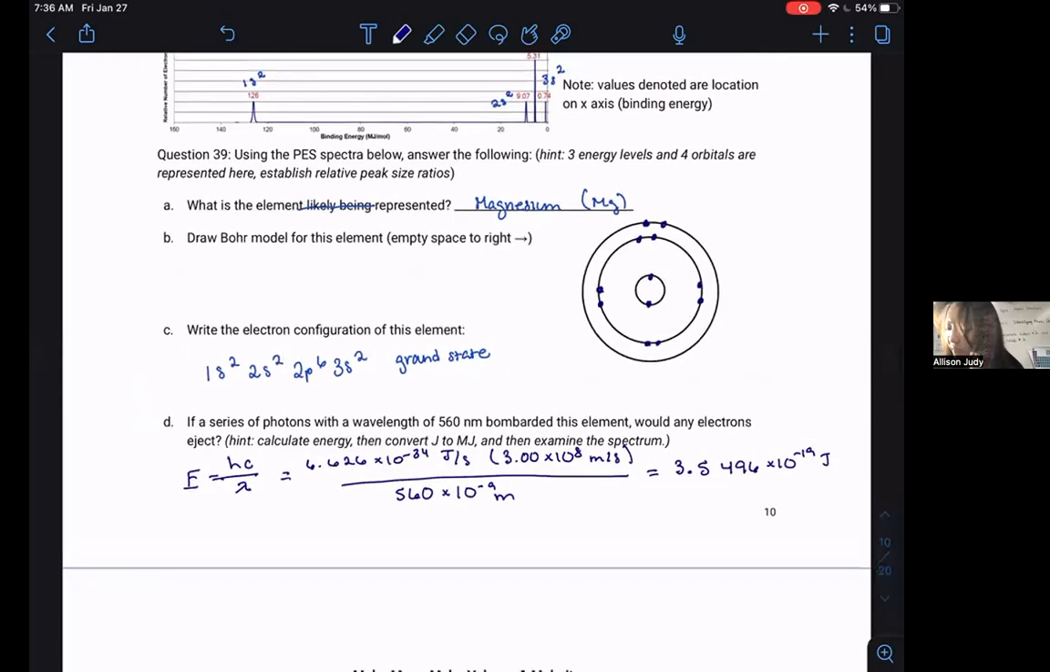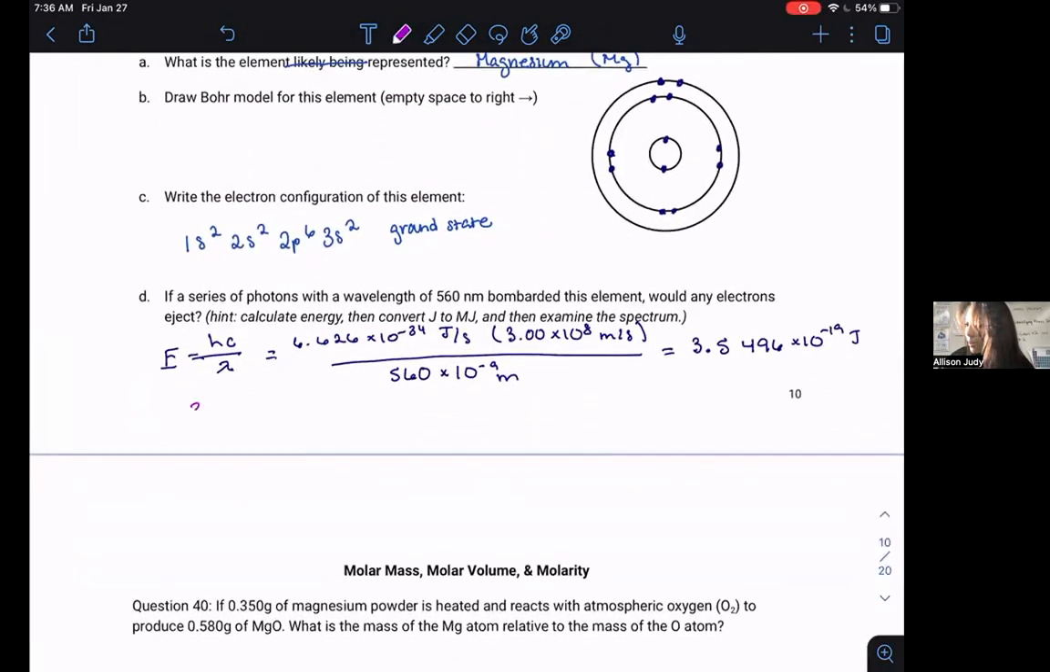Now, our graph is in megajoules, so let's take that next step so we can do an accurate comparison. Let's say that 3.5496 times 10 to the negative 19 joules is going to be equal to, for every 1 megajoule, you have 1 times 10 to the 6 joules, and that's going to give you an energy value in megajoules of 3.55 times 10 to the negative 13th megajoules. And I believe that is to the correct sig figs. Ooh, actually, it should be 2 sig figs. So that would be 3.6.